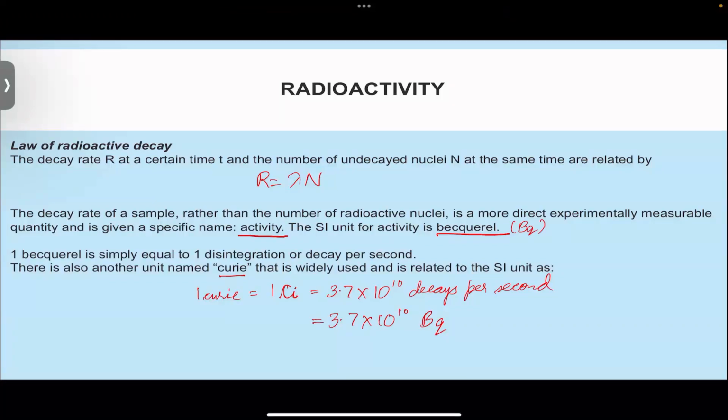So these are the units that we use to understand radioactive decay.